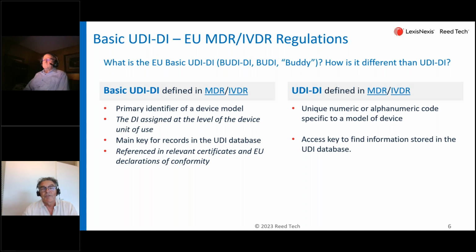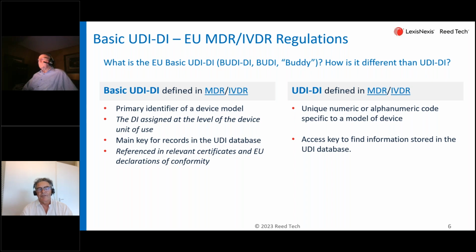So the basic UDI can be used to identify records in a database. So if you have devices, you can identify all the particular devices in an unambiguous way by using the basic UDI. And you can also use it at the level of technical documentation. So you can identify which document belongs to what device. So that helps a lot.